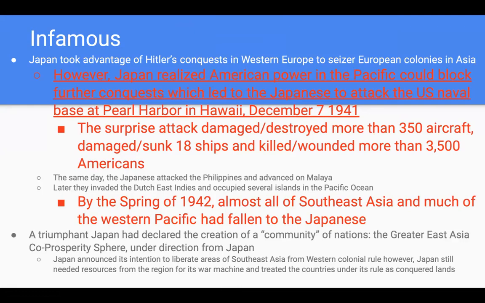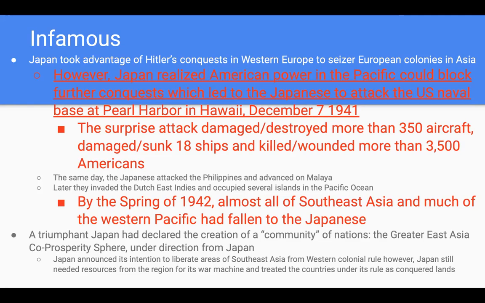So Japan took advantage of Hitler's conquest in Western Europe to seize European colonies in Asia. However, Japan realized the American power in the Pacific could block further conquest, which led, as we talked about last lecture, as you guys wrote a lot, right, to the Japanese attacking the U.S. naval base at Pearl Harbor in Hawaii, Oahu, December 7, 1941, where Mr. Ovalle is going for spring break. The surprise attack destroyed more than 350 aircraft, damaged or sunk 18 ships, and killed or wounded more than 3,500 Americans. Never has that ever happened.